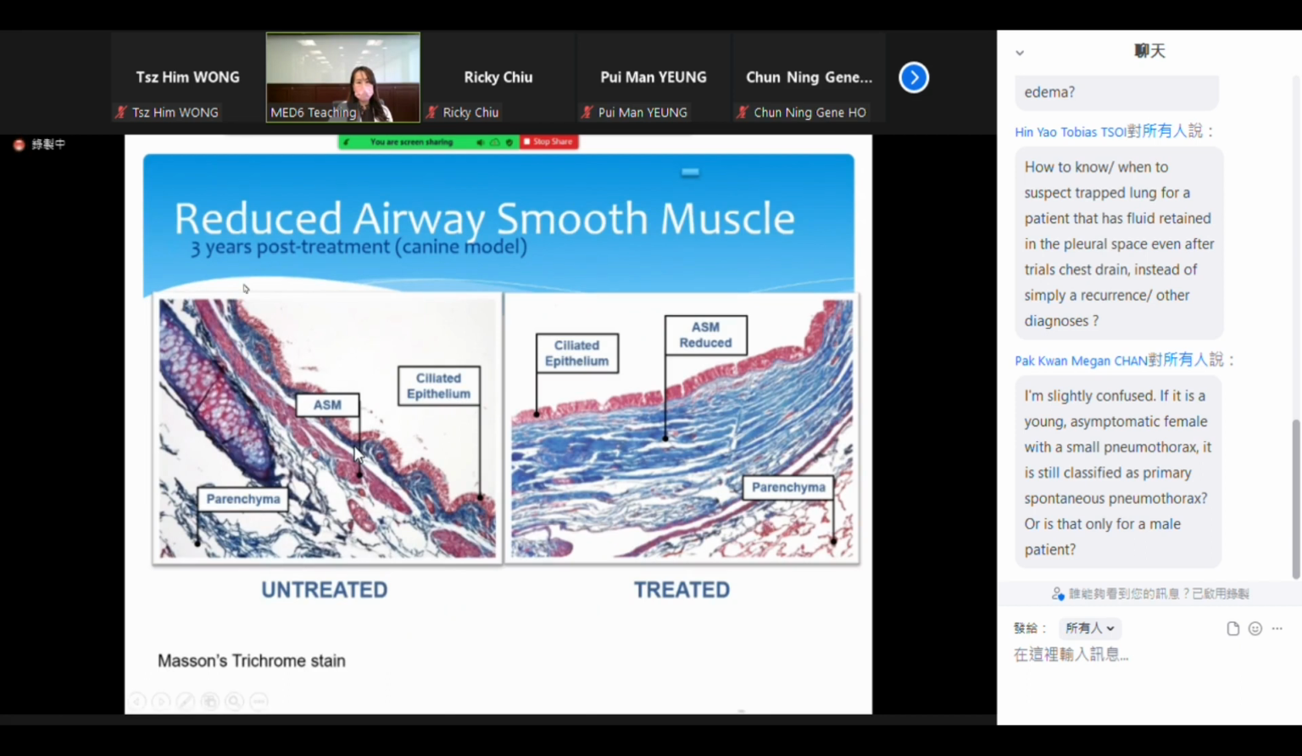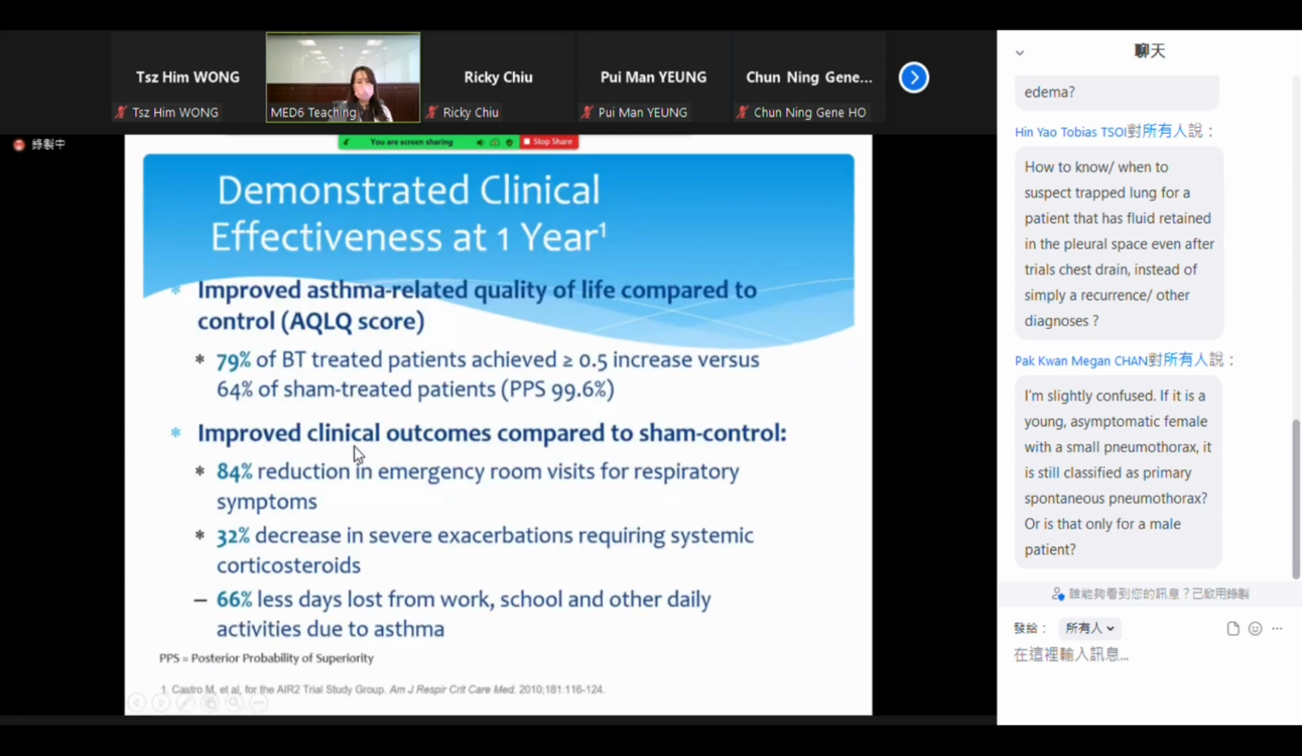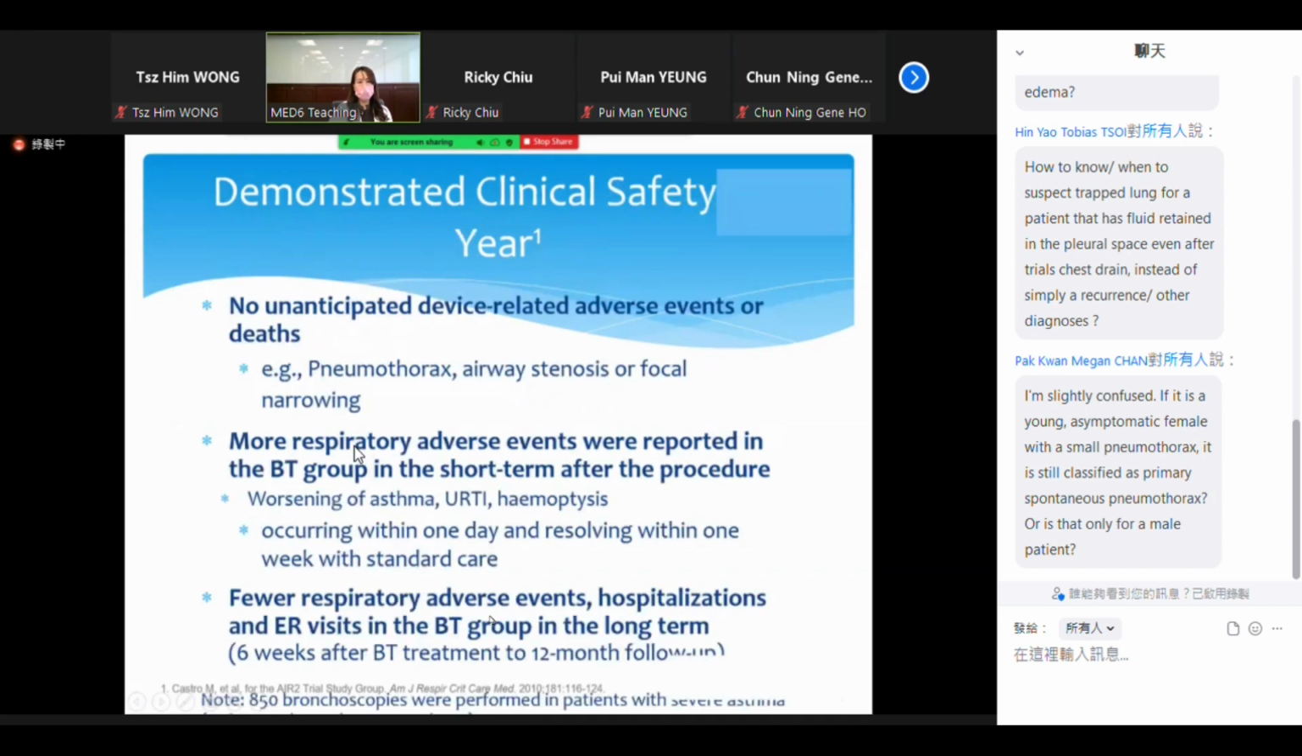So this is the canine model. You can see before treatment, the airway smooth muscle bulk, and after treatment, it's greatly reduced. The literature showed that after 1 year, the quality of life has improved, and there's reduced asthma exacerbation, reduced systemic steroid use, and reduced loss from work and school of asthma patients.